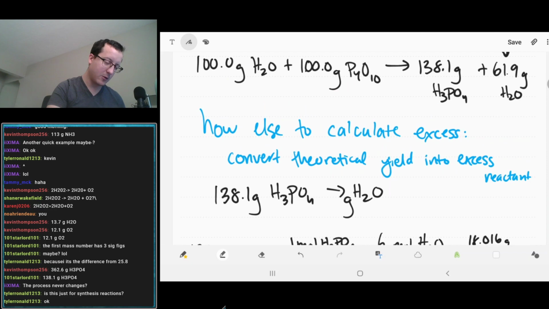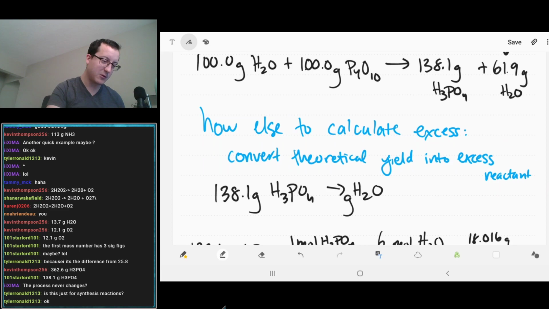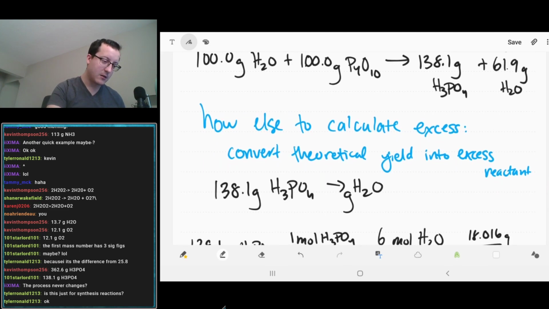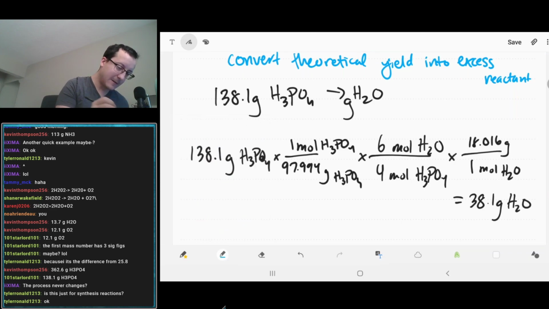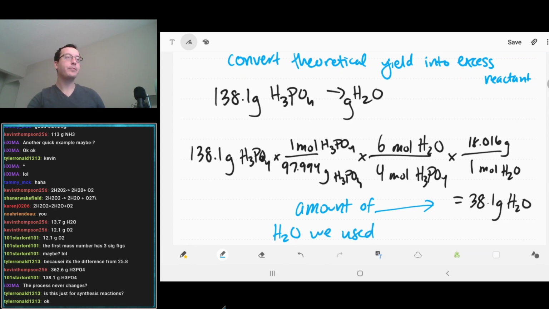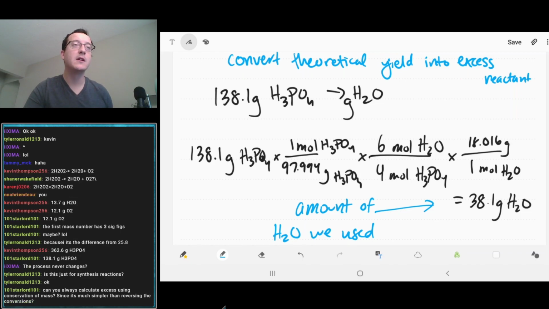And from this, we are going to get, I'm just doing the math in my head real quick. I'm cheating again. Okay, and this is the amount of water we actually used. So in order to make that 138 grams, we used 38.1 grams.